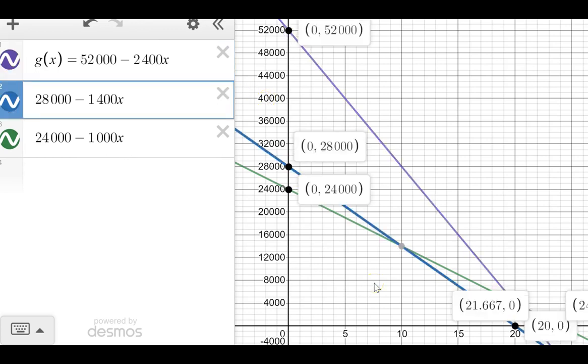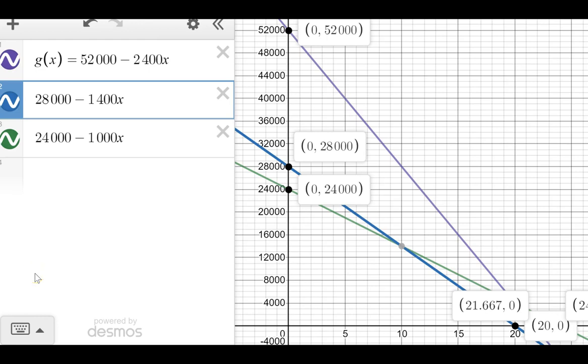So notice that while the two y-intercepts of Allie and Dane's functions, A of x and D of x, add up to equal the y-intercept of g of x, the x-intercepts don't add up to equal the new x-intercept of 21.667. So you can't always just add the points, because when we add points on a graph, we're adding the y-coordinates.